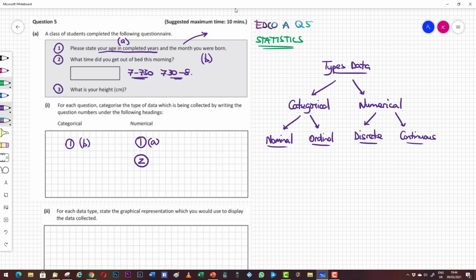Okay, the final one, there's no doubt about it. So what is your height? Your height is a number, so I'm going to put that in numerical data. So that goes in this column here, so that's number 3. And if we were deciding is that discrete or continuous, that would be continuous data. So your height isn't a whole number, or a natural number, let's say. It's a continuous number that lies within an interval.